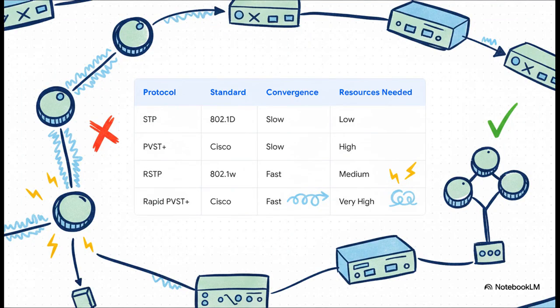You can really see the whole story of this evolution right here. The original was slow but didn't ask for much from the hardware. Then Cisco came along with PVST Plus, which was cool because you could run a separate spanning tree instance for each of your virtual networks, but it was still slow. The real breakthrough came with the Rapid standards. And you can see the trade-off, right? To get that incredible speed and flexibility, the switch has to work a bit harder. But for any modern network, that's a price you are more than willing to pay.